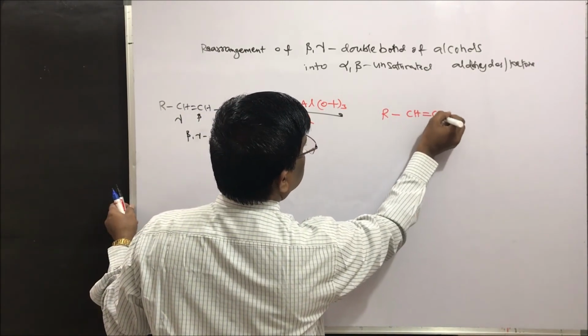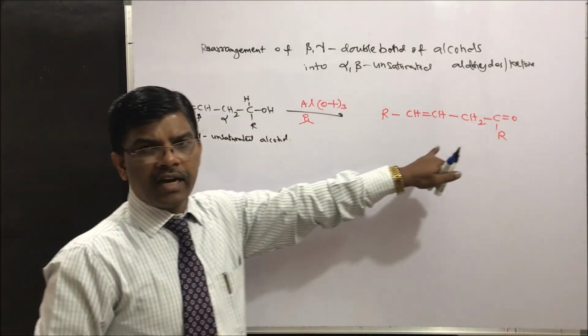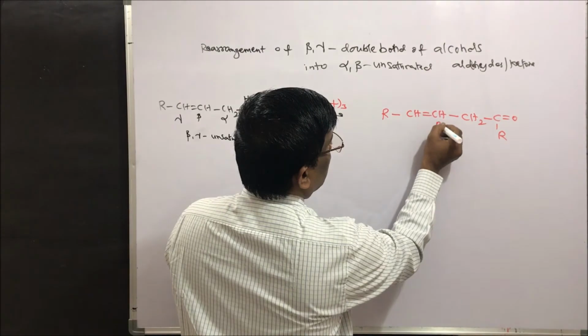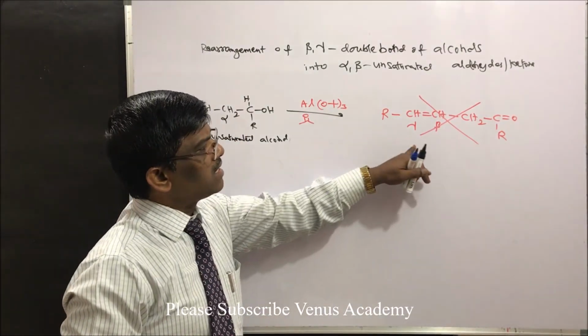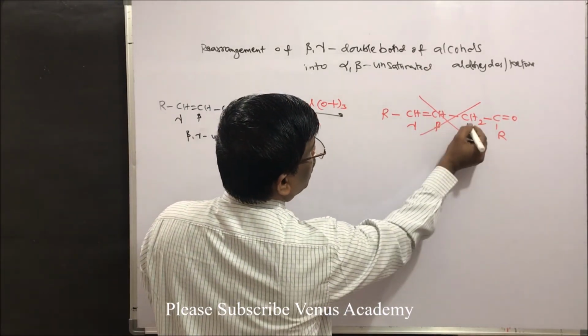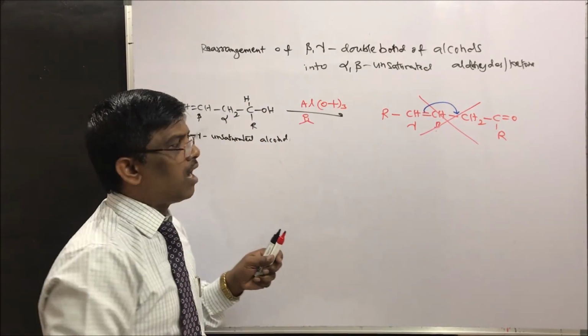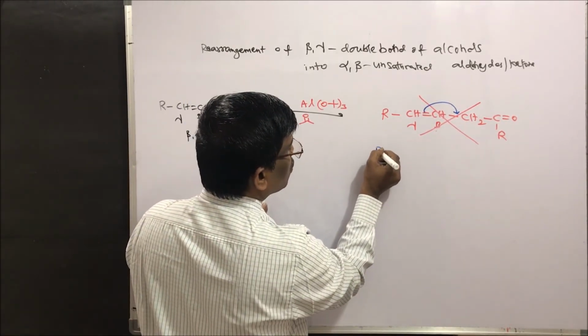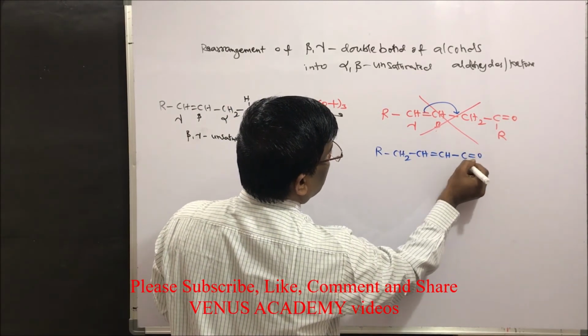This is CH2, and this is the usual expected product, the beta gamma unsaturated carbonyl compound. However, it is not going to be obtained. We are going to get this double bond rearranged, or migrated, to the alpha beta position to give the more stable alpha beta unsaturated carbonyl compound.